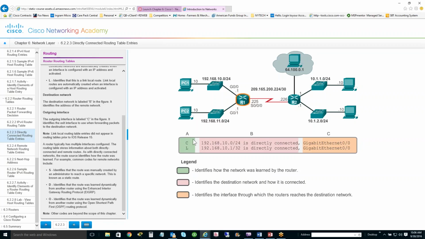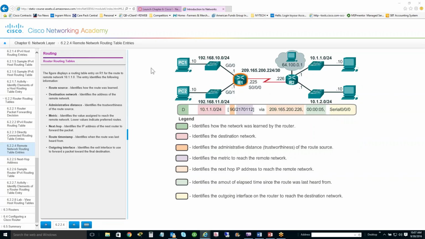So if you see an S out here, that means it's a statically or manually created route. That means that someone got into the CLI of the router and manually configured that particular route if you see an S. A D means that it was learned through EIGRP, which is the Enhanced Interior Gateway Routing Protocol, which is a dynamic routing protocol. OSPF is another dynamic routing protocol. So those are really the only ones that you've got to know for this particular chapter that you might be tested on.